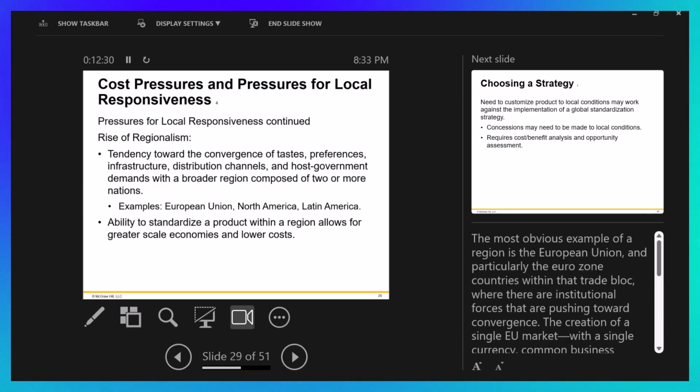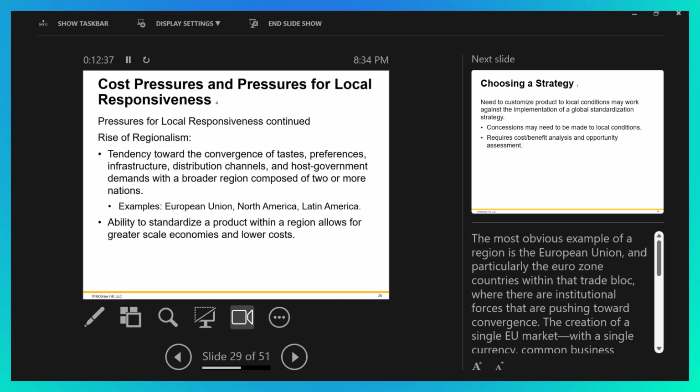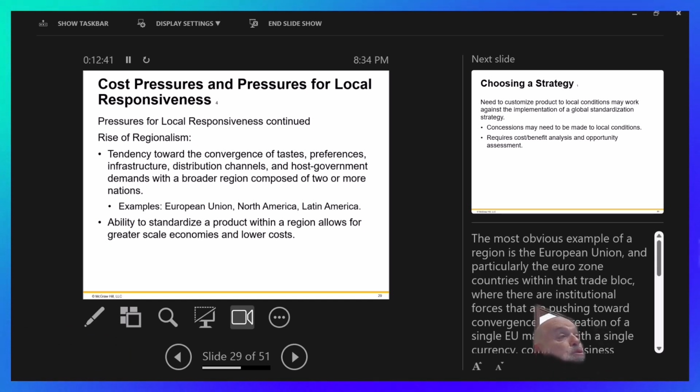The rise of regionalism, a tendency toward the convergence of tastes, preferences, infrastructure, distribution channels, and host government demands within a broader region composed of two or more nations. For example, the EU or North America or Latin America. The ability to standardize a product within a region allows for greater economies of scale and lower costs.